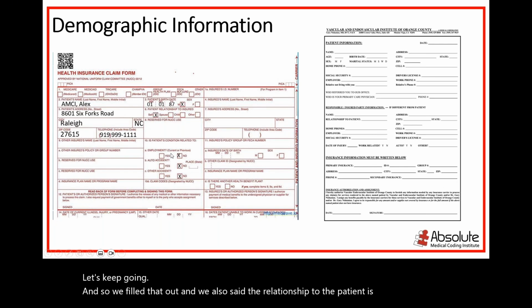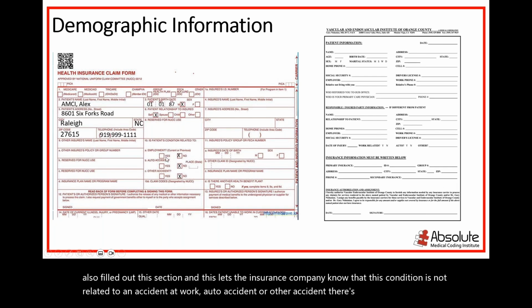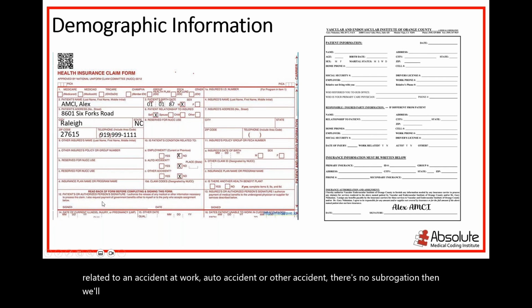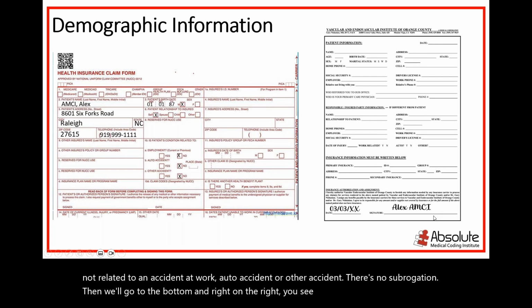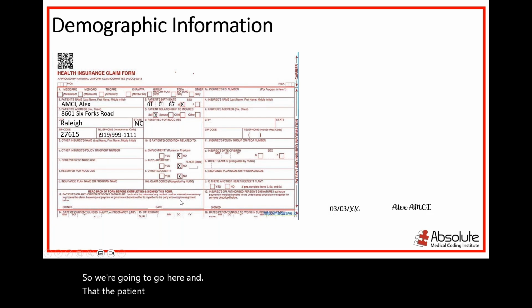And then we also filled out this section, and this lets the insurance company know that this condition is not related to an accident at work, auto accident, or other accident. There's no subrogation. Then we'll go to the bottom, and right on the right, you see that Alex AMCI signed his authorization. So we're going to go here and say that the patient has authorized the release of information. And we're going to say the signature is on file.